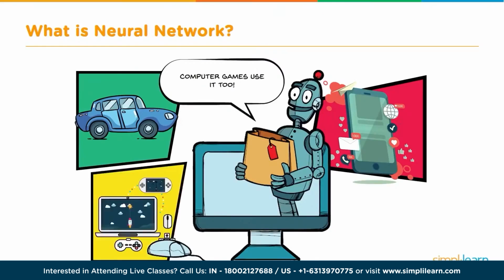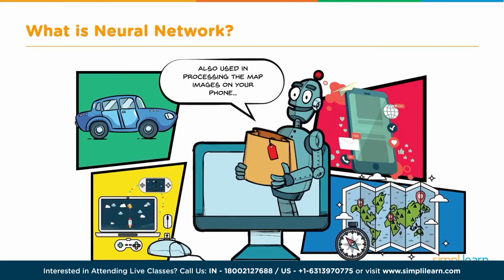Computer games use it. So a lot of computer games are driven by neural networks in the back end as part of the game system and how it adjusts to the players. And it's also used in processing the map images on your phone. So every time you do a navigation someplace and it opens it up, they now use neural networks to help you find the quickest way to get there.